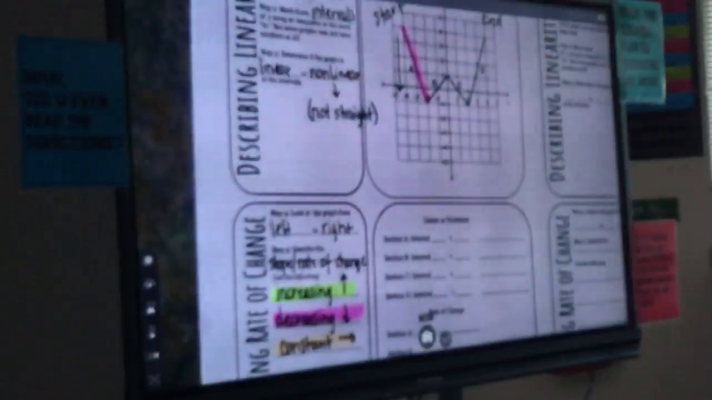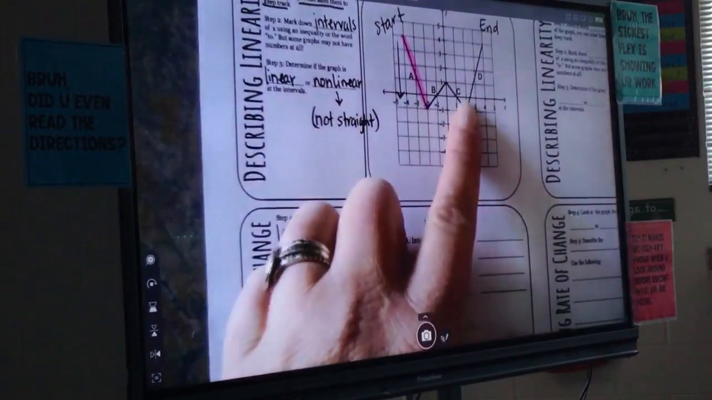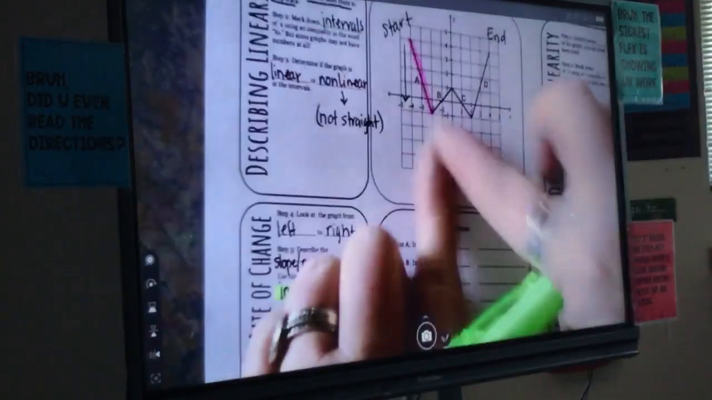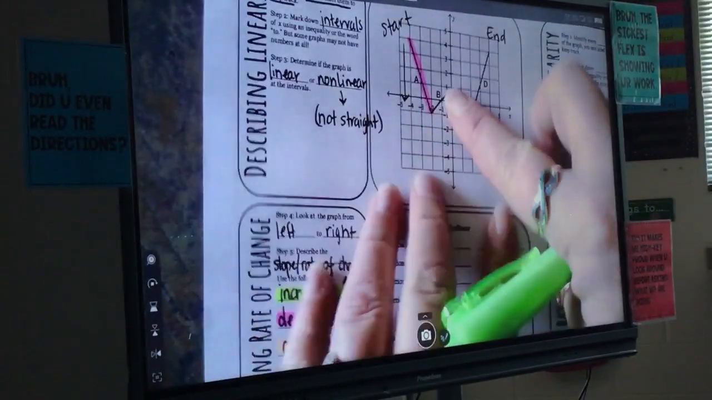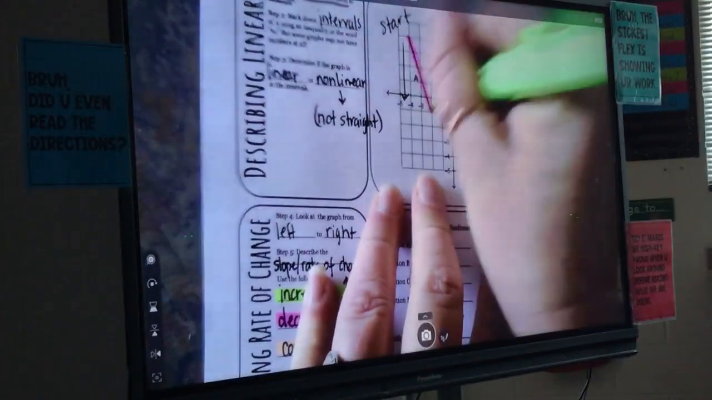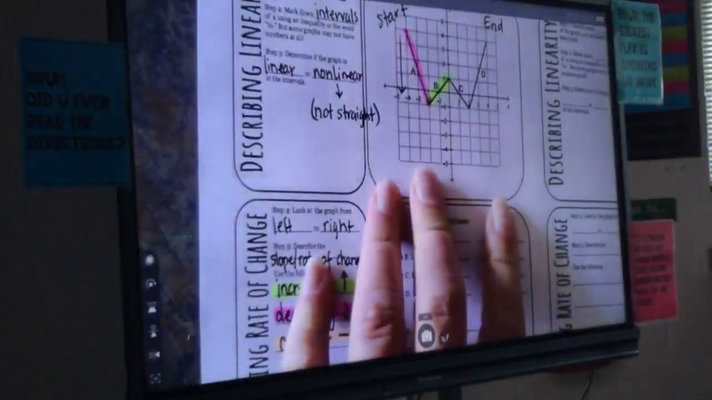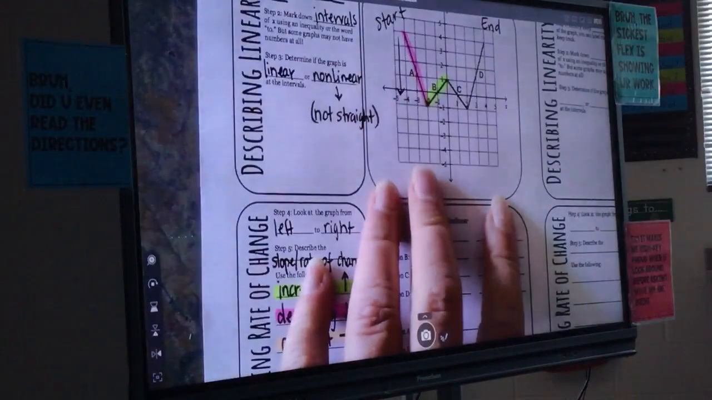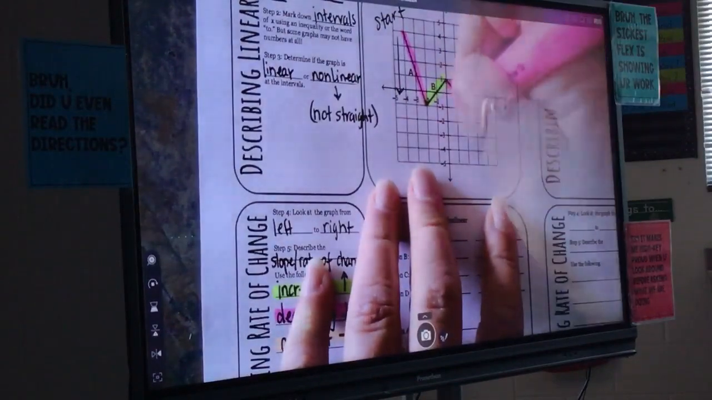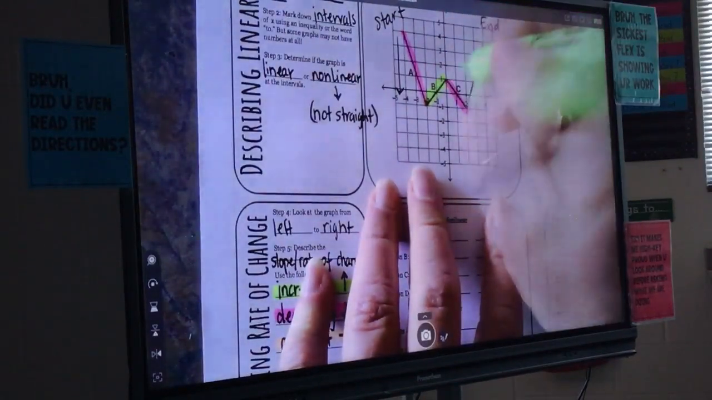All right, what about from -2 to 0? Is that increasing or decreasing? So from here to here. Increasing. Okay, from 0 to 2, decreasing. And from 2 to 4, increasing.